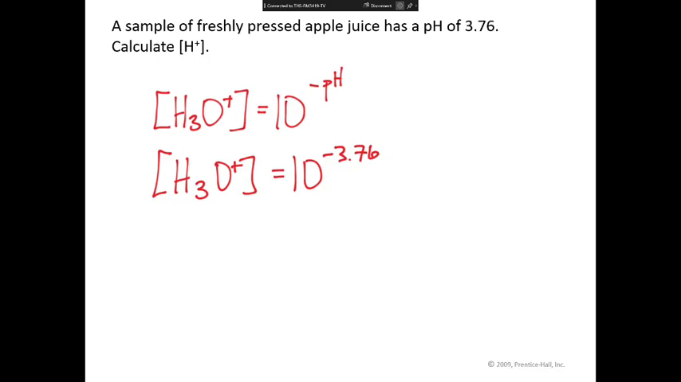So let's all try that in your calculator. I'll just do 10, and then I'll find that little caret button. I'm sure you know how to do that. 10, little caret button, negative 3.76. The little arrow hat thing. And I need some help here. So Carter, what'd you get for the H3O plus concentration here?